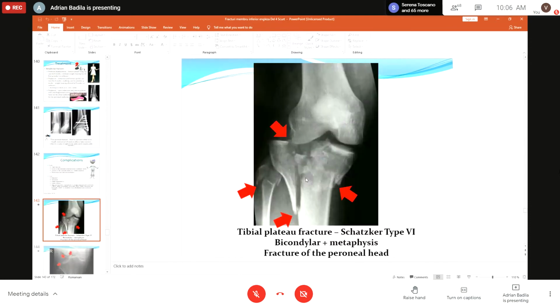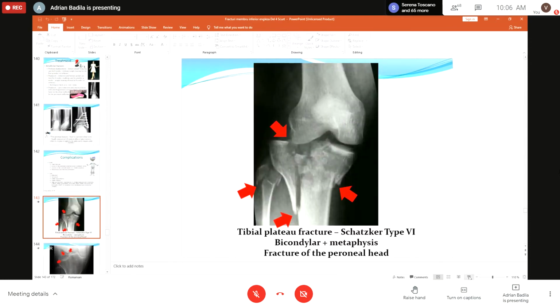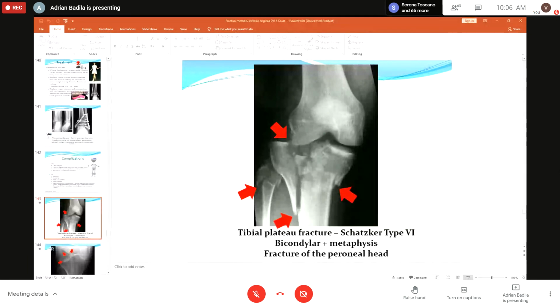Complications, and let's try something else. Let's try to identify the fractures and maybe to guess an indication for treatment. For the first picture, I will do that, and for the next pictures, we will try to do it together.